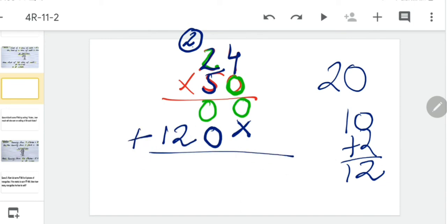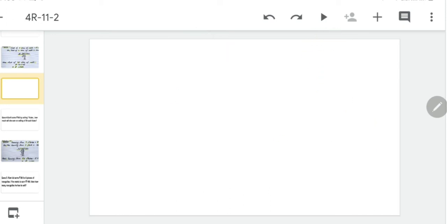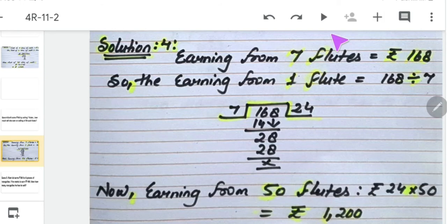So we can write 12 here. Now we have to add this. So our answer is 1200. Let's see whether our answer is correct or not. So you can see, yes, the earning from selling 50 flutes will be 1200. Okay.